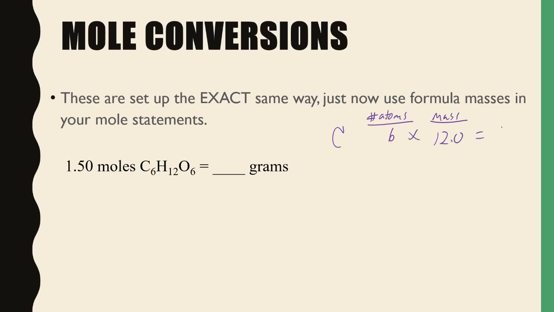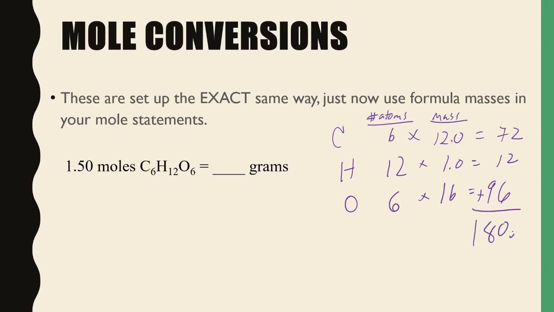So that's 72. Hydrogen, there are 12 atoms. Each one has a mass of 1. That's 12. And oxygen, there are 6. Each one has a mass of 16. 96. And you add all those up, and you should get 180, I believe. 72 plus 12 plus 96. 180. Look at that. So that's how many grams there are in 1 mole.